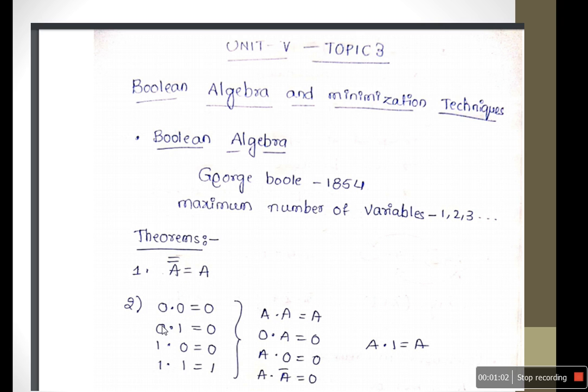The second theorems: 0.0 equal to 0, 0.1 equal to 0, 1.0 equal to 0, 1.1 equal to 1. These are all theorems related to multiplication. Similarly, a dot a equal to a, 0 dot a equal to 0, a dot 0 equal to 0, a dot a bar equal to 0. By using these theorems, we can reduce the expression.